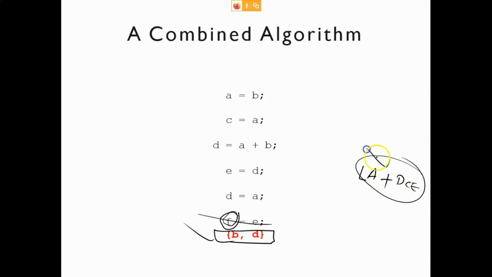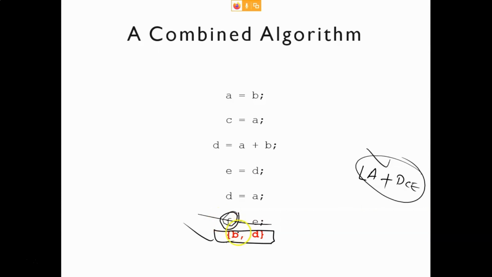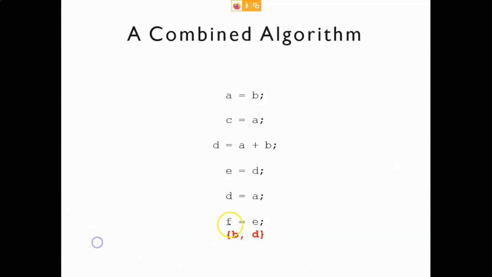I have basically combined the algorithm because we observed that we had to apply this liveness analysis three times, then this dead code elimination three times. So we can include these algorithms together. Now we can remove this f. Because this f is not live here, this f is dead and you are assigning into a dead variable. So we can remove this assignment.